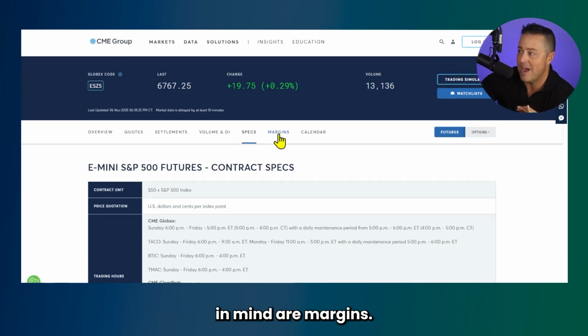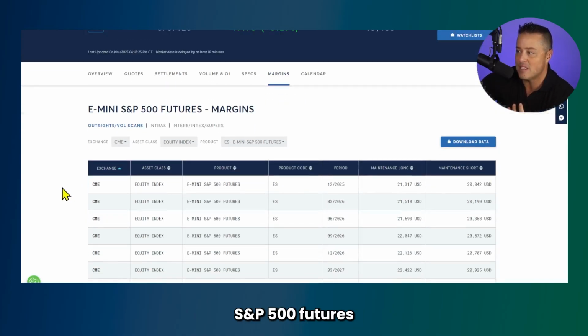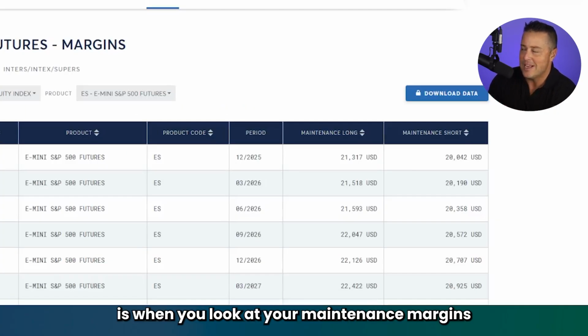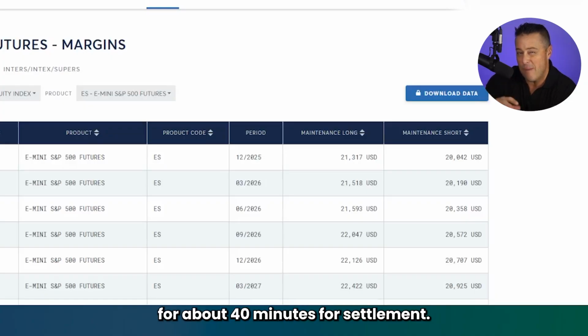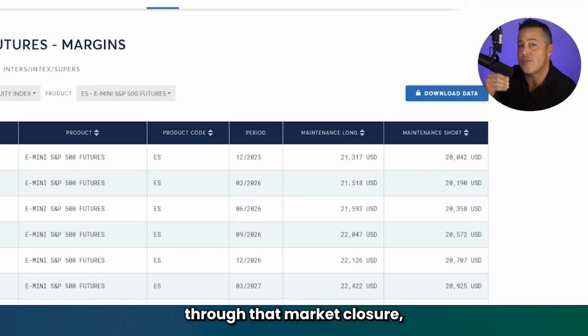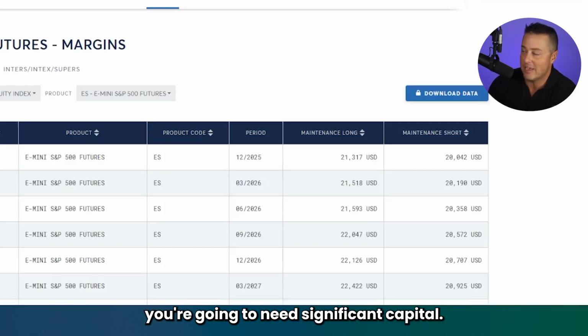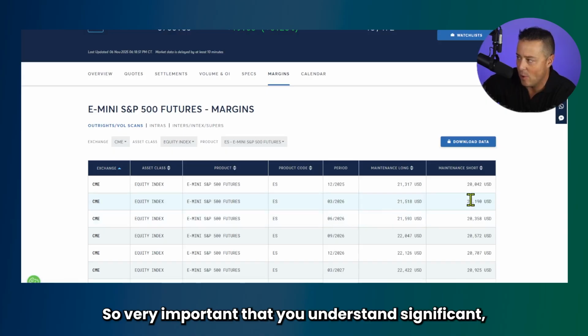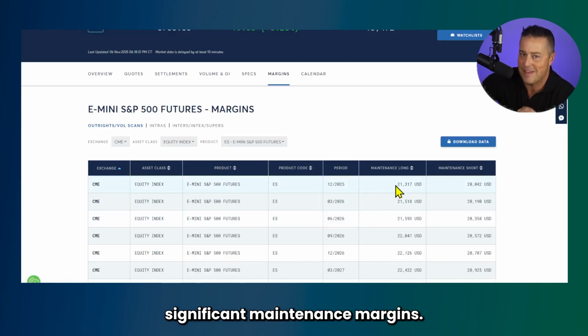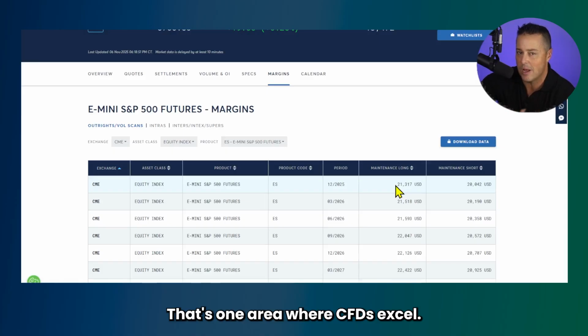The other thing that you need to keep in mind are margins. Now the margins on the E-mini S&P 500 futures, intraday margins, they're not that extensive. You're looking at probably $500 per contract. But where things get tricky is when you look at your maintenance margins on holding one through that market closure. Every day, the CME E-mini contracts close for about 40 minutes for settlement. So in order to hold it through that market closure, you're going to need significant capital. And right here, you can see it's about $21,000. And that's going to vary per your broker. These are just exchange guidelines that have sort of been handed out to this contract. So very important that you understand significant maintenance margins. That's one area where CFDs excel. We're going to talk about that in a second.